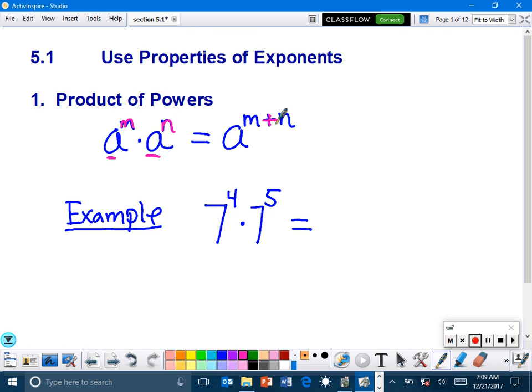In our example, we have a base of 7, so we just add the 4 and the 5 together. 7 to the 4 plus 5 is 7 to the 9th power. Pretty simple. Let's move on.